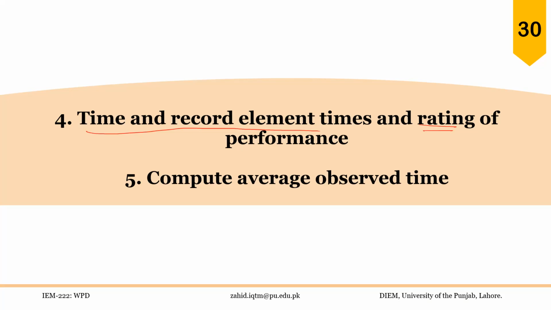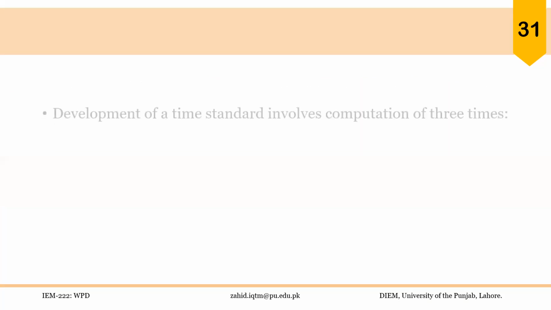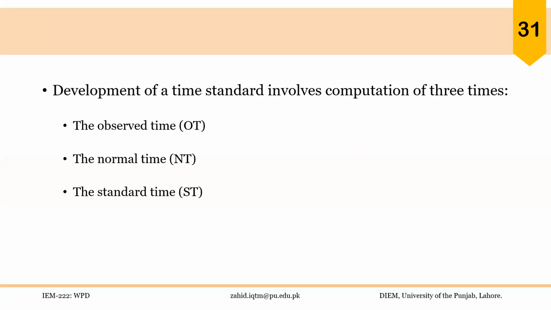So once we have observed certain cycles of a task, you have to take the average. That is the average observed time. Basically there are three times involved in a time study: the observed time, the normal time, and the standard time. Whatever you get from the stopwatch is the observed time, and based on that observed time, you have to find the normal and the standard time.